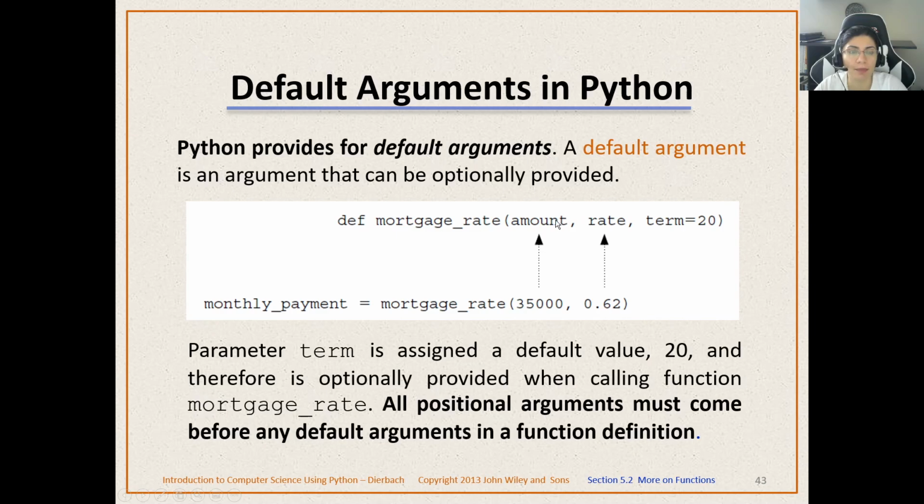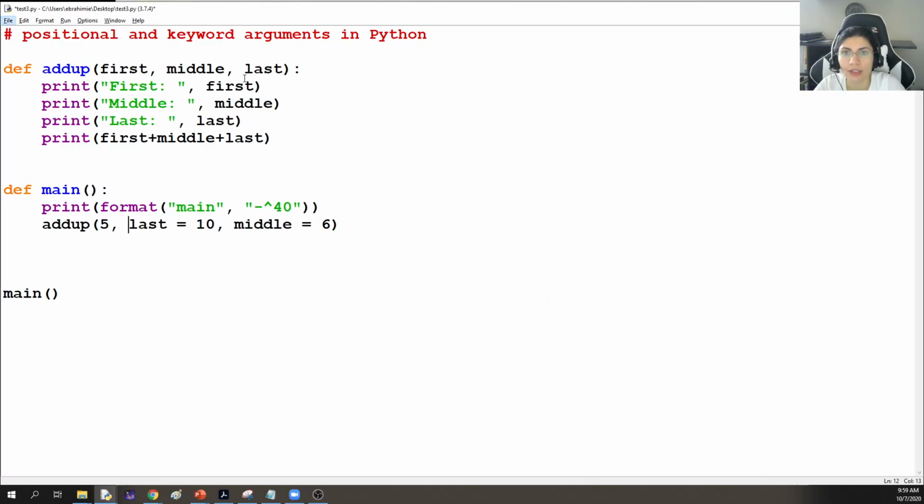So in this example, I'm going to say amount, rate, and term, and then inside that, I'm going to put a default value for term. All right. So I'm saying default value for term is 20. So if you do not pass any value, any argument for term, you're going to use its default value. So now let's take a look at our example and make changes and put a default value for one of the parameters. So now in this example, let's put a default value for last.